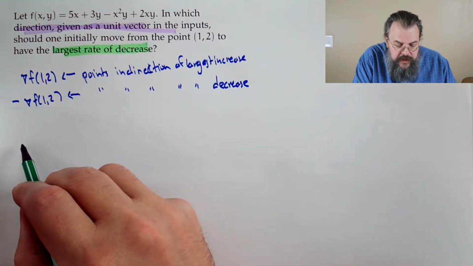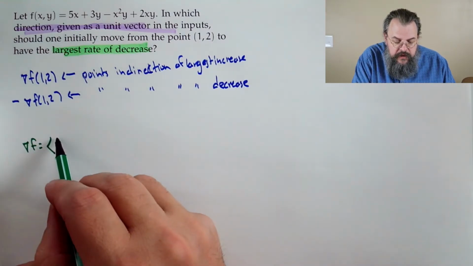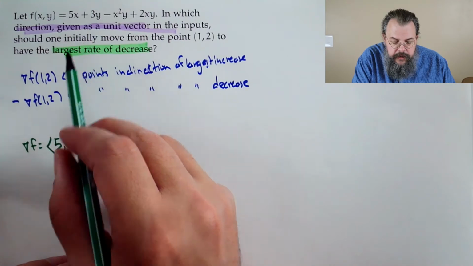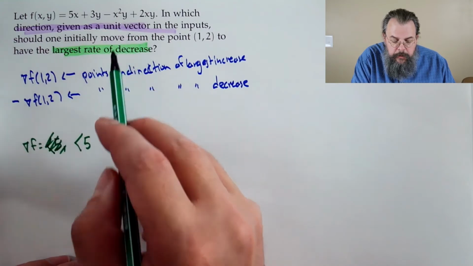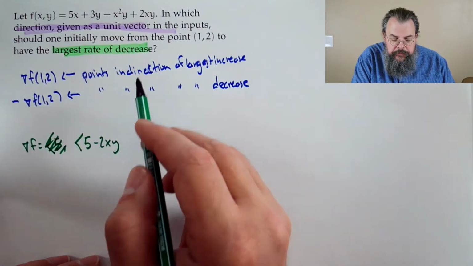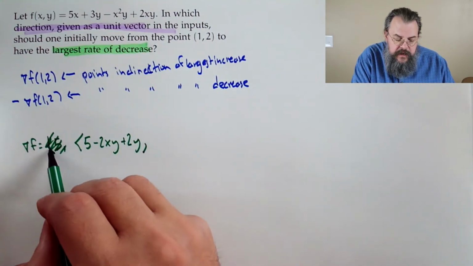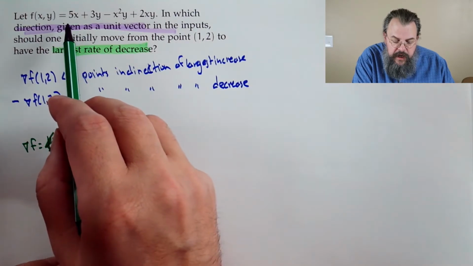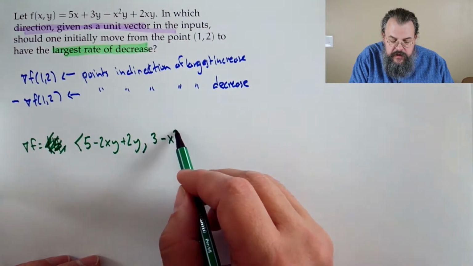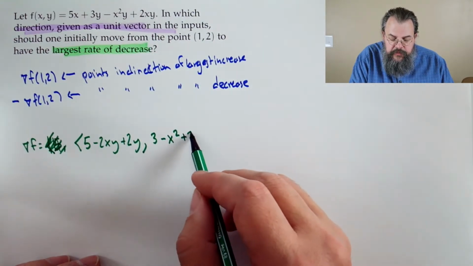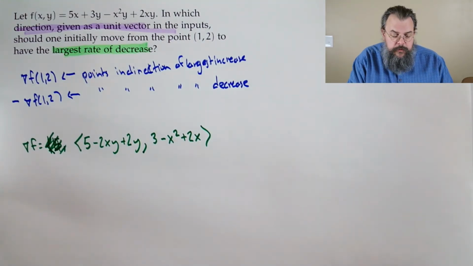So we start. The gradient of f is, okay, partial derivative. Take the derivative with respect to x: 5, and let's see, I'm not done yet, there were more x's. 5 minus 2xy plus 2y. Now a comma. Now, the derivative with respect to y: 3. There's a y there, so minus x squared, and there's a y there, plus 2x. All right, so there's our gradient vector, gradient function, whichever way you like to put it.